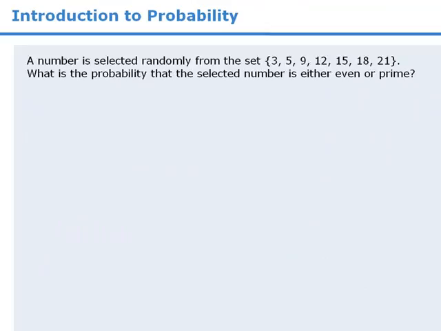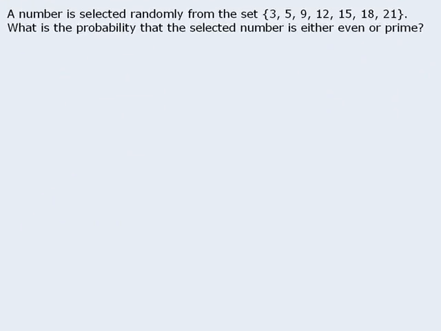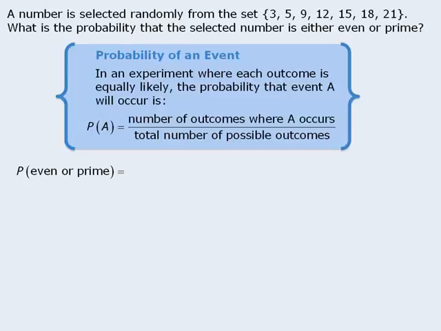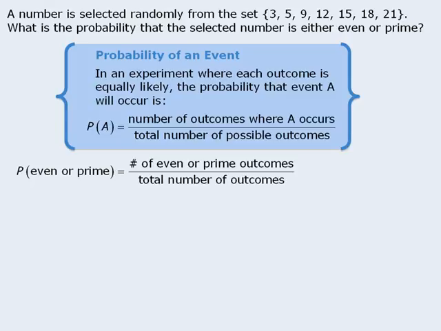Alright, now let's try another example. Here we are randomly selecting one number from the given set, and we want to calculate the probability that the selected number will be either even or prime. To answer this question, we will use the probability formula. The probability that the selected number will be either even or prime will be equal to the total number of outcomes where the selected number is even or prime divided by the total number of possible outcomes.